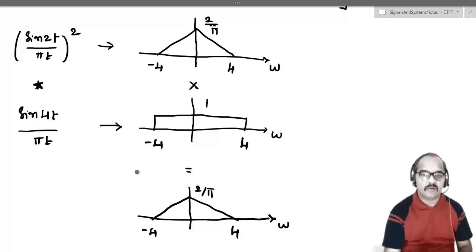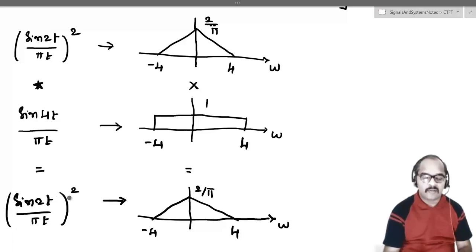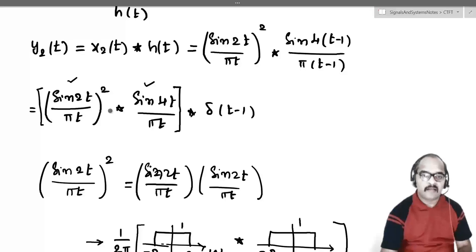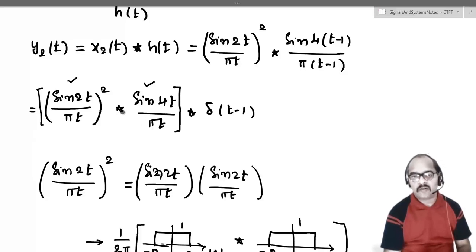So this triangle is not going to change, and hence what happens in time domain? This triangle will have this as the Fourier transform. So this should be equal to sine 2t divided by pi t whole square. So that would be the convolution of the term inside the square bracket. So inside the square bracket we have a convolution. Okay, so we are done with this convolution operation. So what do we get as the answer? Sine 2t by pi t whole square as the answer, and now that whole function is convolved with delta of t minus 1. So that we call y2 of t.